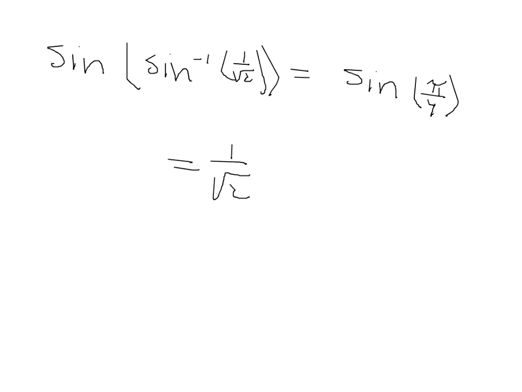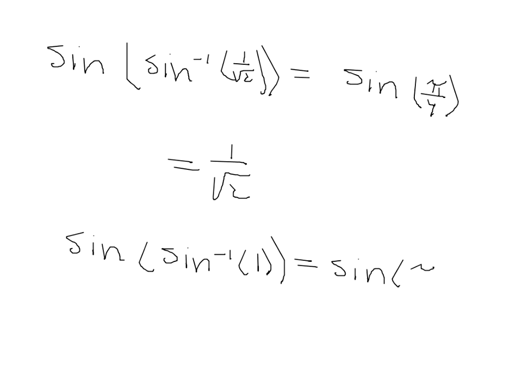And sine of pi over 4 is 1 over the square root of 2. So when the sine's on the outside, it does just cross off. I'm going to go ahead and do it the long way, just to convince you. So inverse sine of 1 is pi over 2, and sine of pi over 2 is 1. I have one more.